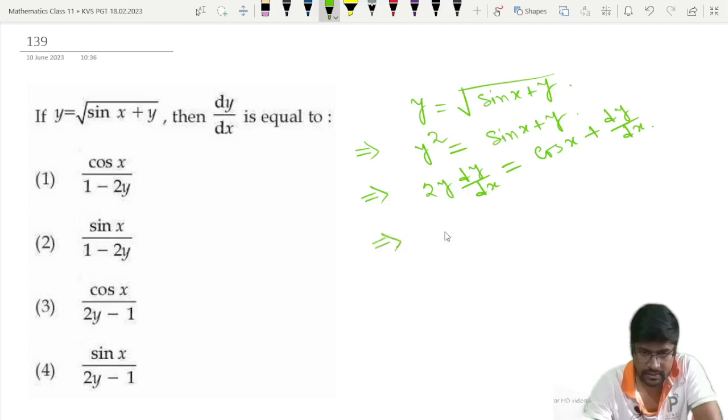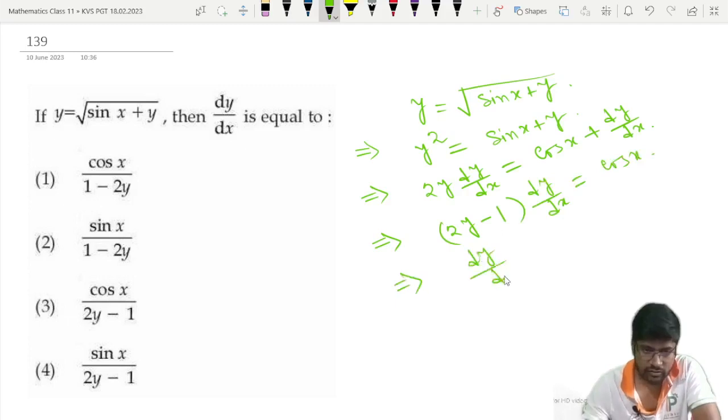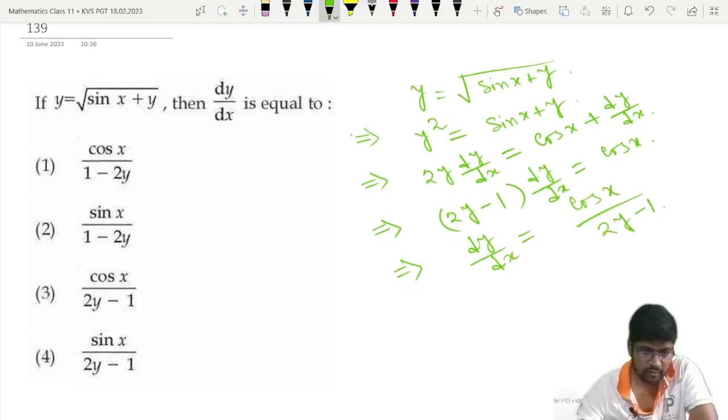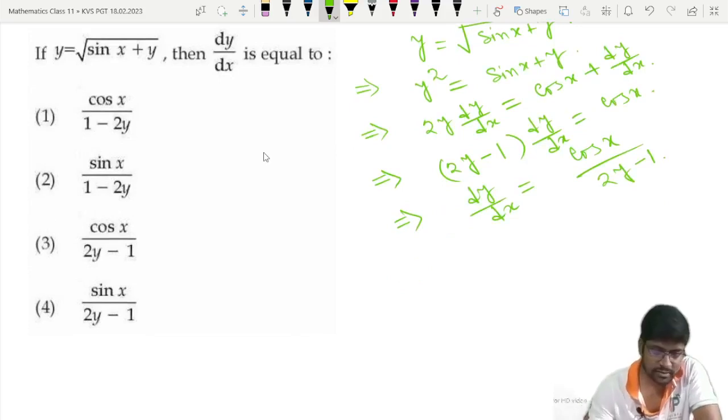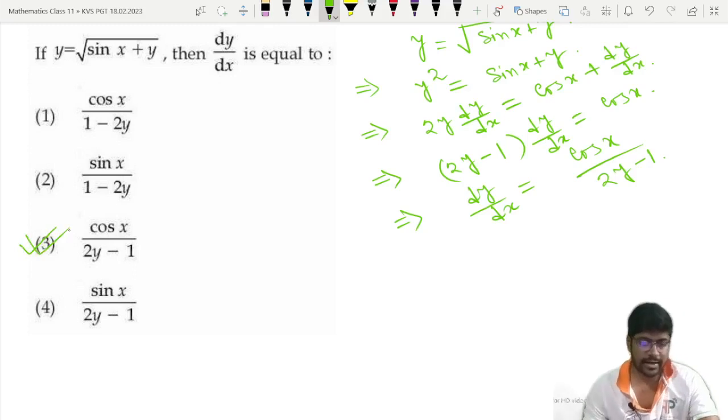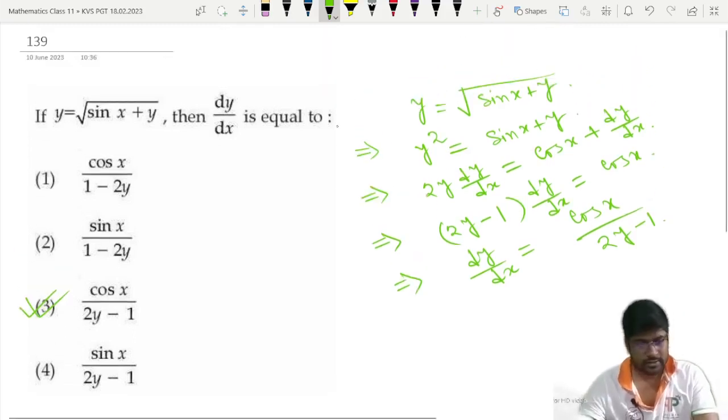Then just take dy dx to this side: 2y minus 1 into dy dx will be equal to cos x. So what will dy dx be then? The value of dy dx will become cos x divided by 2y minus 1. So this is the value of dy dx. See the options, which option will be correct? Cos x divided by 2y minus 1. I think option 3 is the correct answer. Okay, this was question number 139.